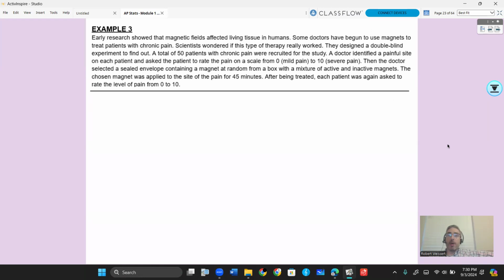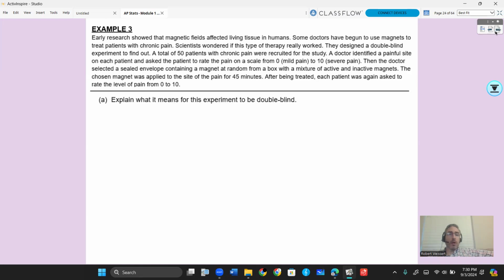A doctor identified a painful site on each patient and asked the patient to rate the pain on a scale from 0, mild pain, to 10, severe pain. Then the doctor selected a sealed envelope containing a magnet at random from a box with a mixture of active and inactive magnets. The chosen magnet was applied to the site of the pain for 45 minutes. After being treated, each patient was asked again to rate the level of pain from 0 to 10.